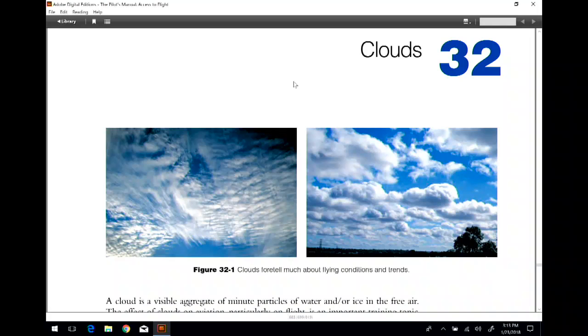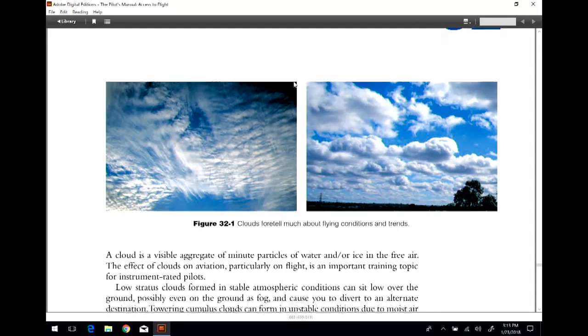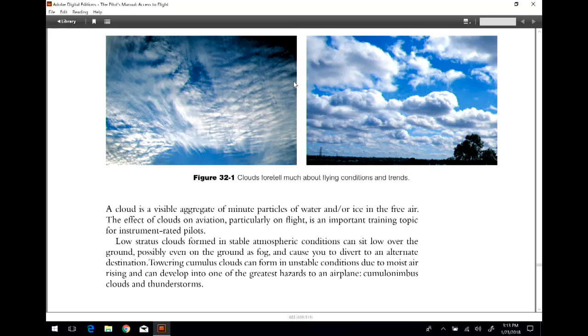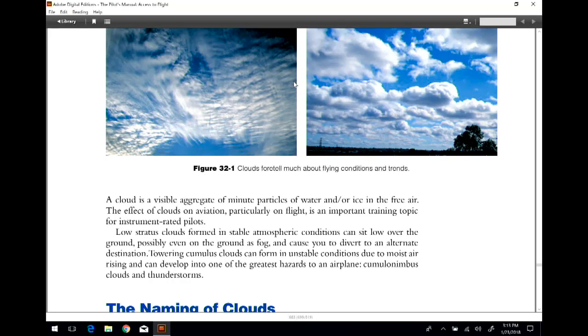Yes. So, we're going to pick this up here on clouds. One thing I want to share with you is, just in case you weren't sure what a cloud was, pardon me whilst I recite. A cloud is a visible aggregate of minute particles of water and or ice in the free air.